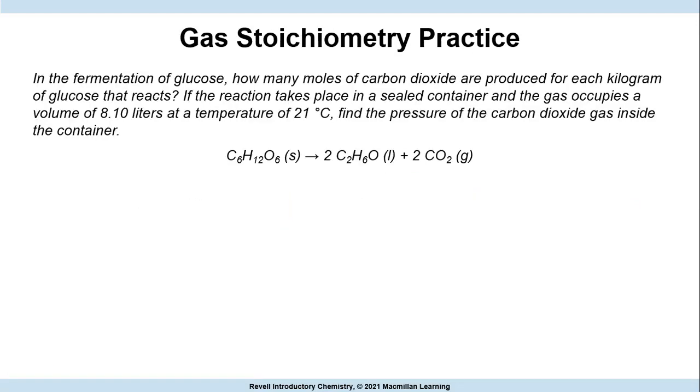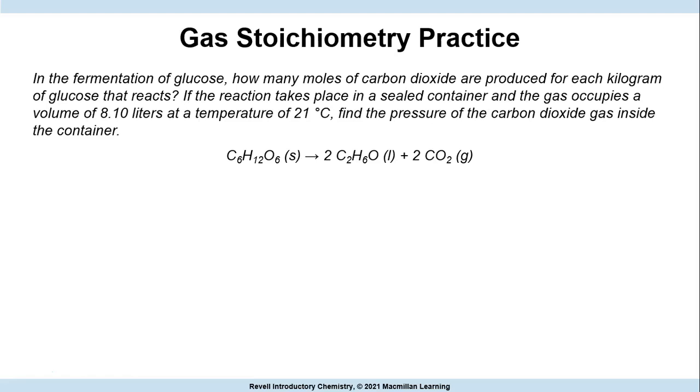So let's see an example. In the fermentation process of glucose, how many moles of carbon dioxide are produced for each kilogram of glucose that reacts? If the reaction takes place in a sealed container and the gas occupies a volume of 8.10 liters at a temperature of 21 degrees Celsius, find the pressure of the carbon dioxide gas inside the container. So, this is the fermentation process.